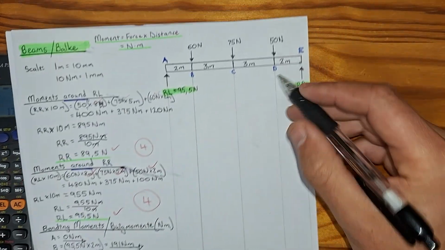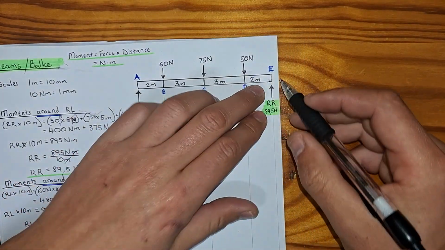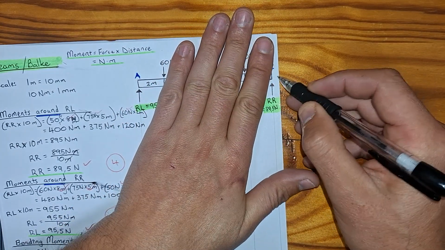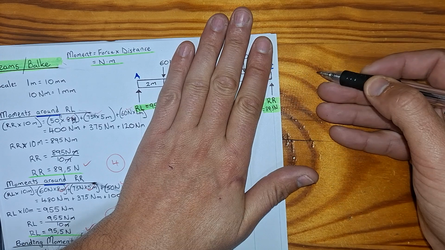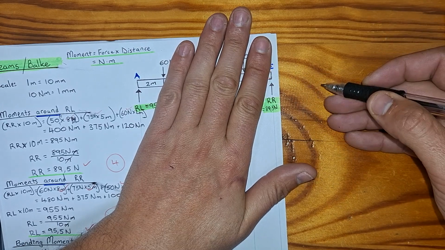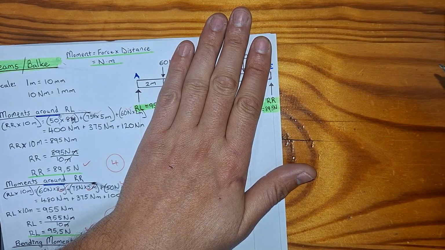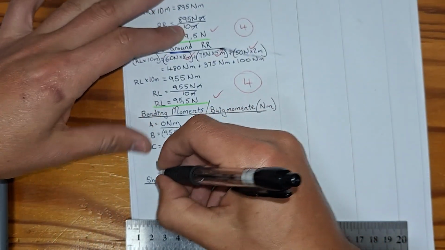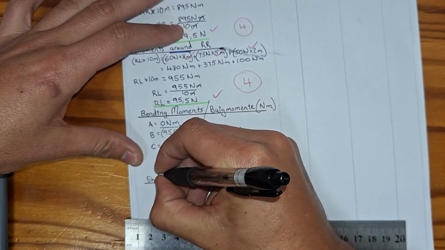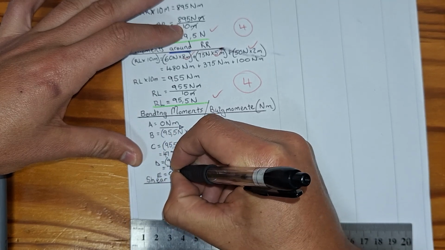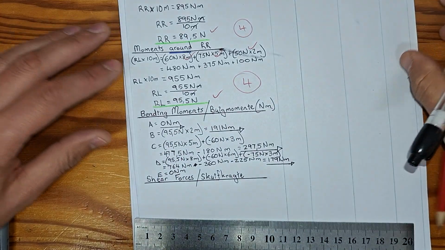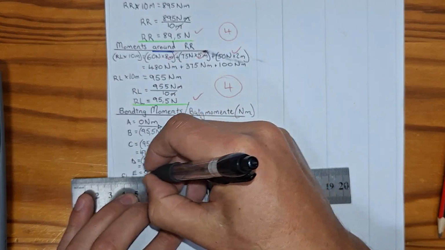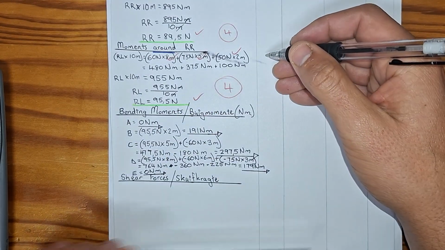The last one would be E, and again, that one is on the edge. Any distance towards the right side is 0 meters, and any force on the right side, there are no forces, so it's 0 newtons. So the answer would be anything times 0 equals 0. So if it is one of the questions, E will be equal to 0 newton meters. Okay, so we have all the bending moments at this stage.